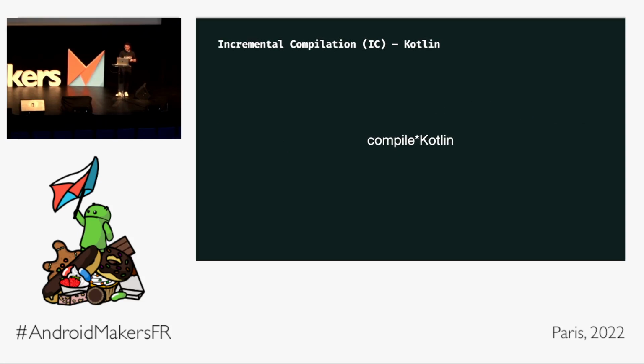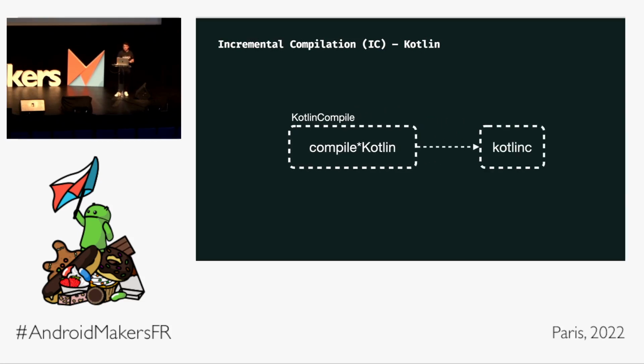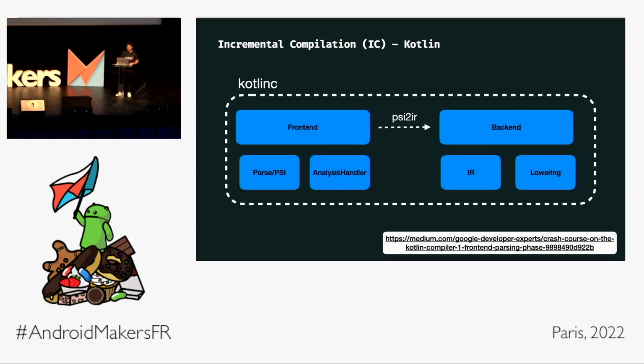Touching briefly a little bit on this compile Kotlin task. This itself is implemented as a Kotlin compile task, so not confusing naming at all. It, under the hood, is calling through to Kotlin C. Kotlin C is the actual Kotlin compiler. This has its own internal pipeline that consists of essentially just a front end and a back end.